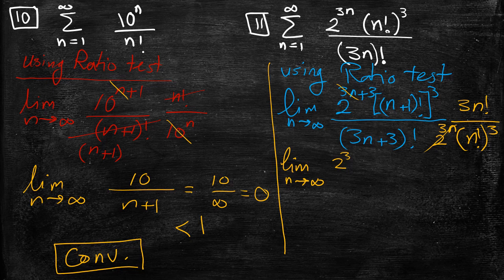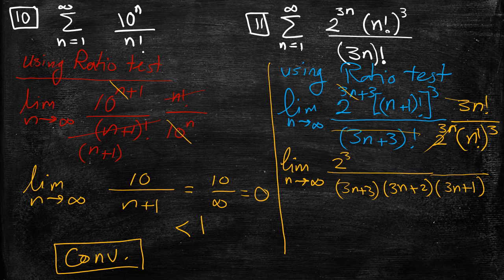And 3n plus 3 here, we will end up with 3n plus 3, 3n plus 2, 3n plus 1, and the factorial will cancel those as factorial. N plus 1 factorial all cubed will have n plus 1 three times.